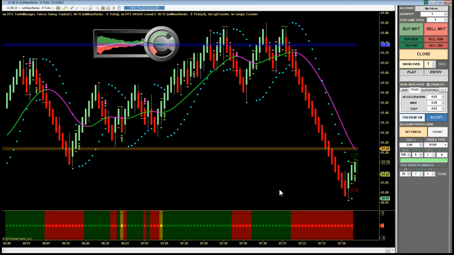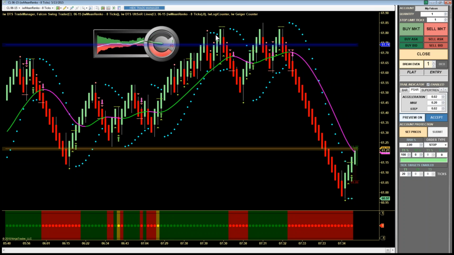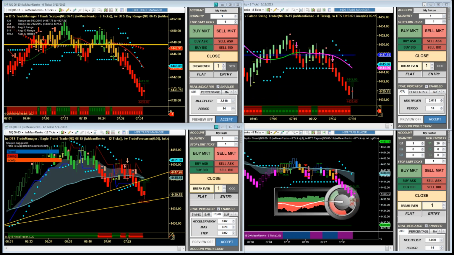Okay, so that was a decent little trade in crude oil. I knew as soon as it broke here and hesitated that it was going to be time to go. Always fun watching the inventory on crude.